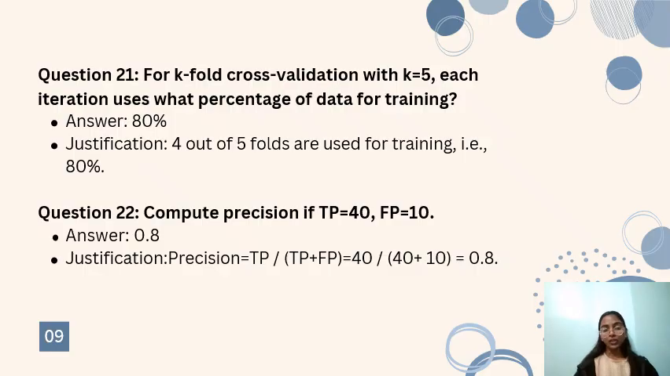Moving towards question number 22, compute precision if TP is equal to 40 and FP is equal to 10. Precision is equal to TP by TP plus FP, which is 40 by 40 plus 10, which is equal to 0.8.